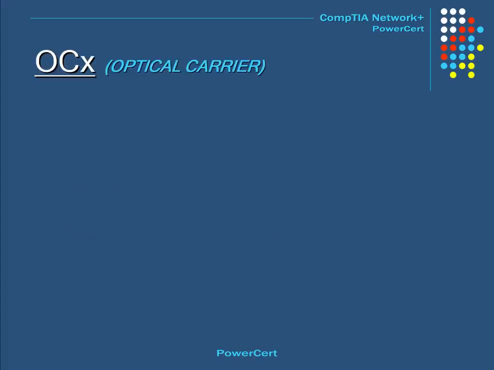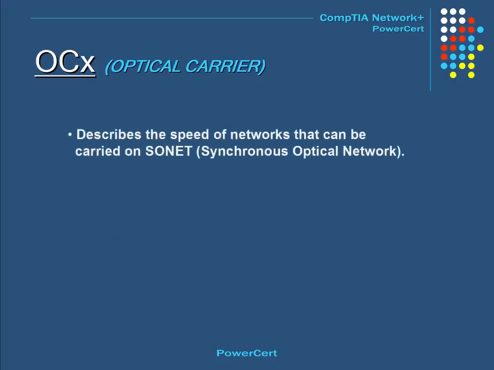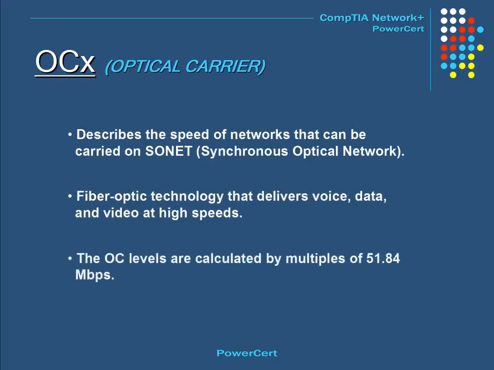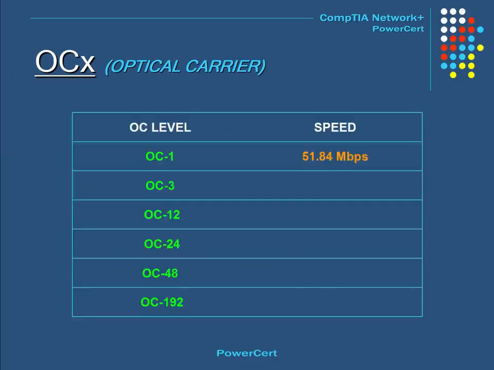OCX stands for Optical Carrier. These are levels that describe the speed of networks that can be carried on SONET, which stands for Synchronous Optical Network. It's a fiber optic technology that delivers voice, data, and video at high speeds. The OC levels are calculated by multiples of 51.84 megabits per second. These levels are shown on a following table, and you can get the speeds by multiplying the level times 51.84.